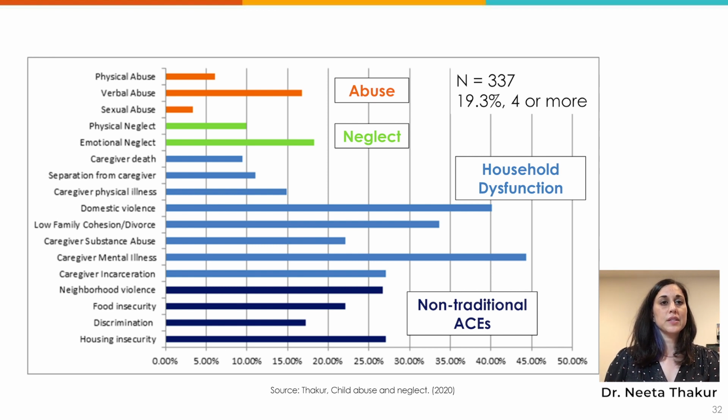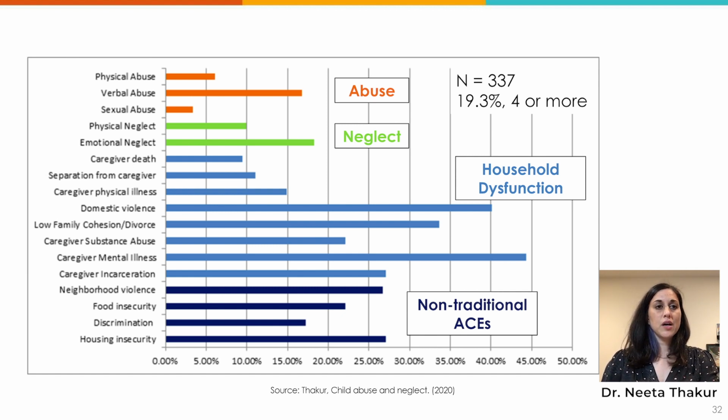And of the kids that participated in one of the screening arms, we saw that almost 20% of them endorsed 4 or more PEARL items. And here I show the distribution of the different types of PEARLs or adversities that our children were experiencing.